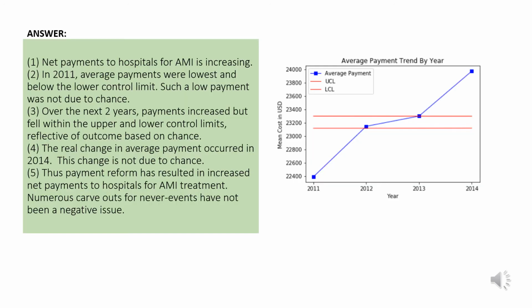The chart indicates that net payments to hospitals for AMI is increasing. In 2011, average payments were lowest and below the lower control limit. Such a low payment was not due to chance. Over the next 2 years, payments increased but fell within the upper and lower control limits, reflective of outcome based on chance. The real change in average payment occurred in 2014.